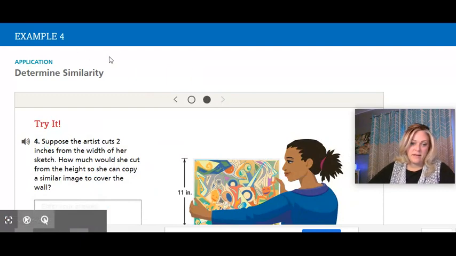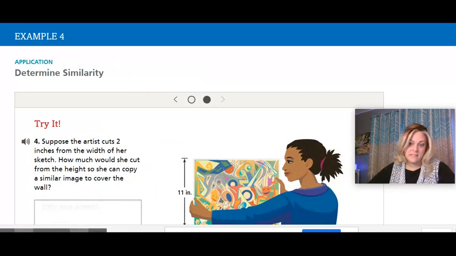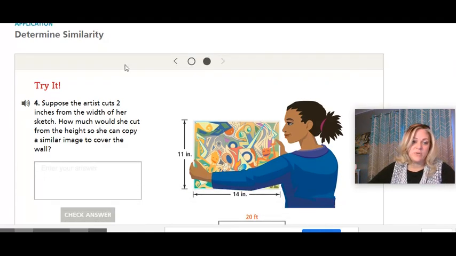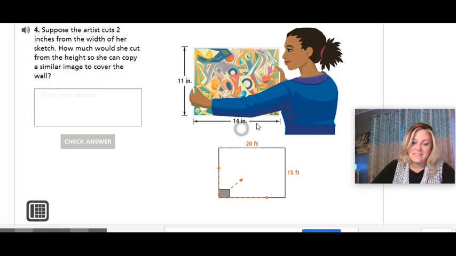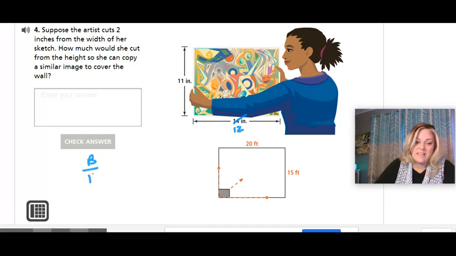The next part of this problem I really like because, well, okay, it doesn't cover the whole wall because the scale factors are not the same. That's why we did those ratios. Are those ratios the same? But now it says, suppose the artist cuts 2 inches from the width of her sketch. So instead of taking this 14 by 11, we're going to take this 14 and cut that by 2. So I'm going to say that's 12 by 11. So do it again. Do the base compared to the height. Will that be the same as the base compared to the height of the wall? And you just work this out.